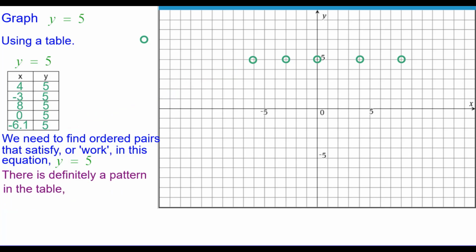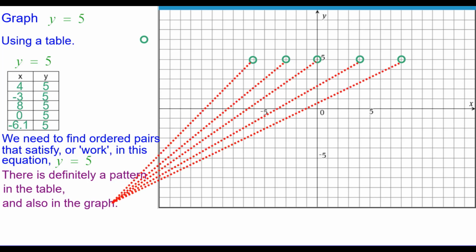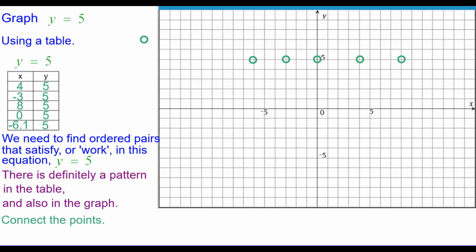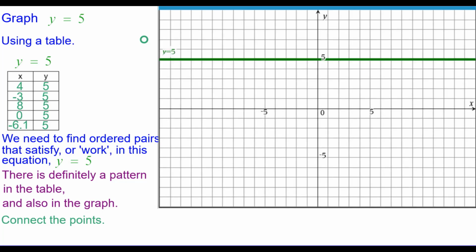There's definitely a pattern in the table: 5 in each of the y coordinates, and also a pattern in the graph. All 5 of the points are along the same line, or are collinear. Connect the points, and this is the line we get.